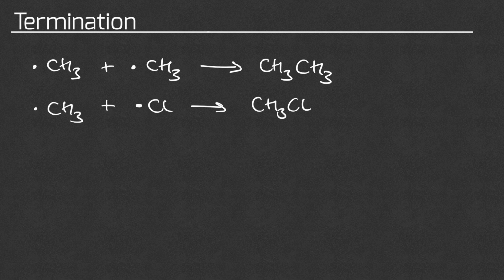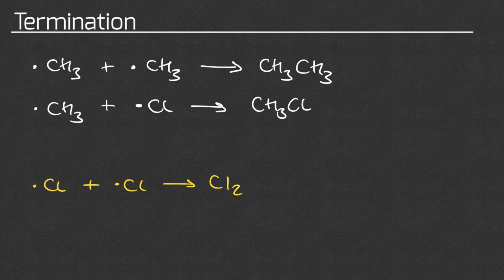You might react one of the methane radicals with a chlorine radical to produce chloromethane. We couldn't use the equation in yellow because that would just be the reverse of the initiation process, a chlorine splitting apart to make two chlorine radicals.